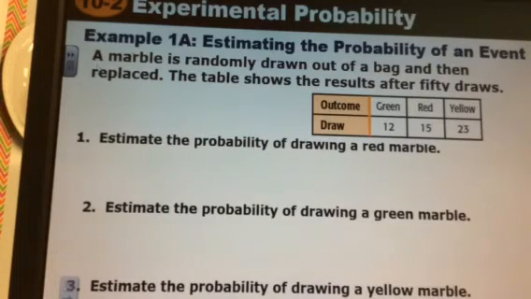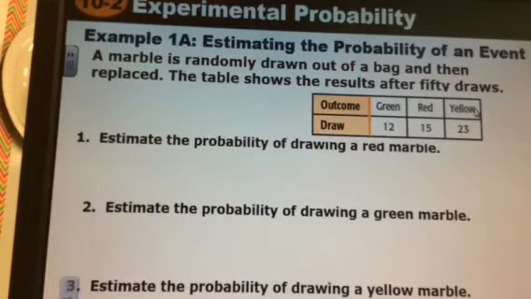All right, so we have an example here. A marble is randomly drawn out of a bag and then replaced. The table shows the results after 50 draws. So we've got green and red marbles in the bag, and when they drew, how many times total? Well, let's see. There was 23 yellow, 15 red, and 12 green, so that would be 27 plus 23 is 50. So there it is, 50 draws, and that should add up to 50.